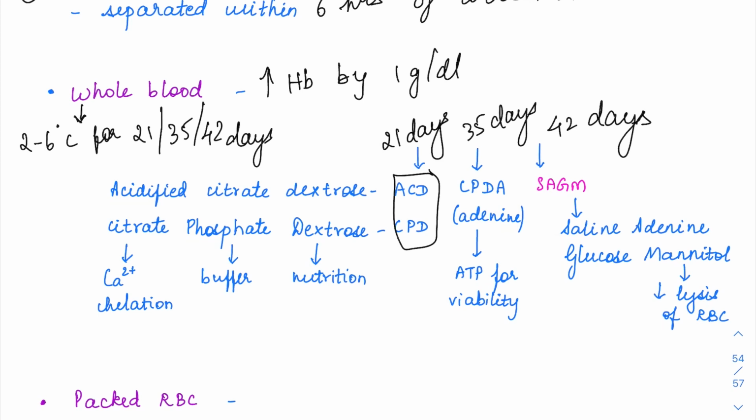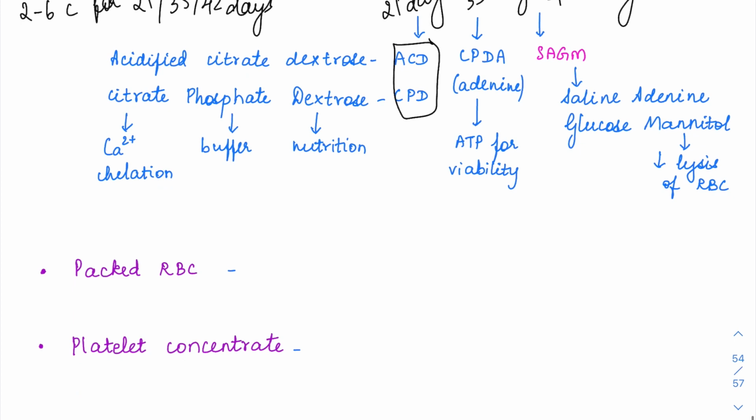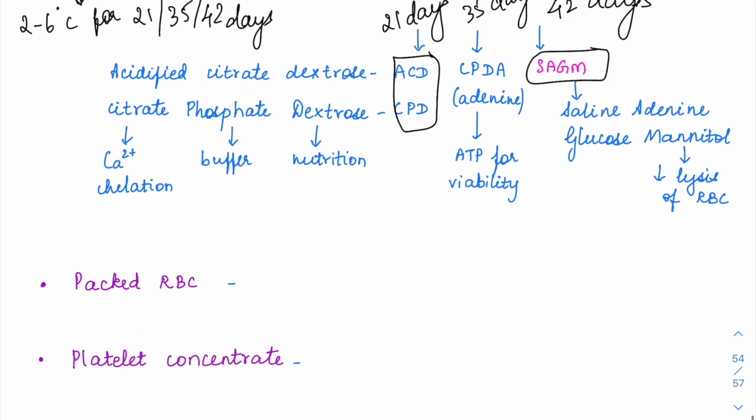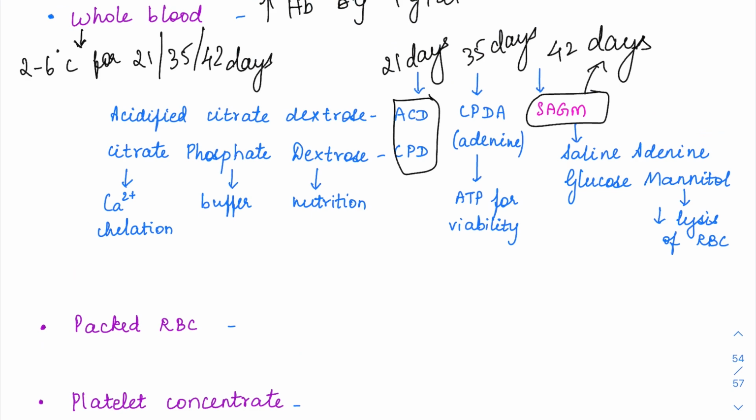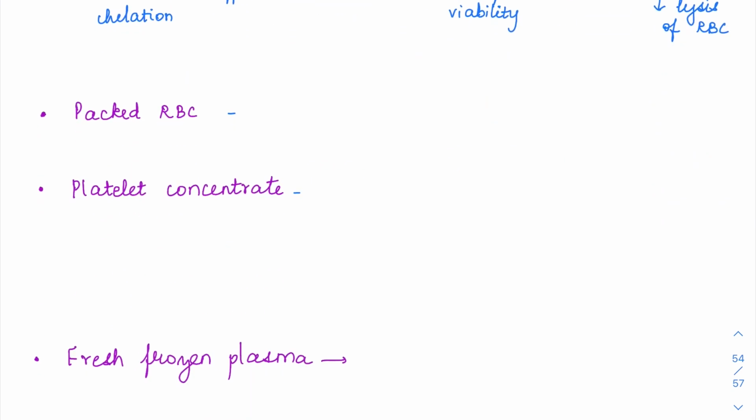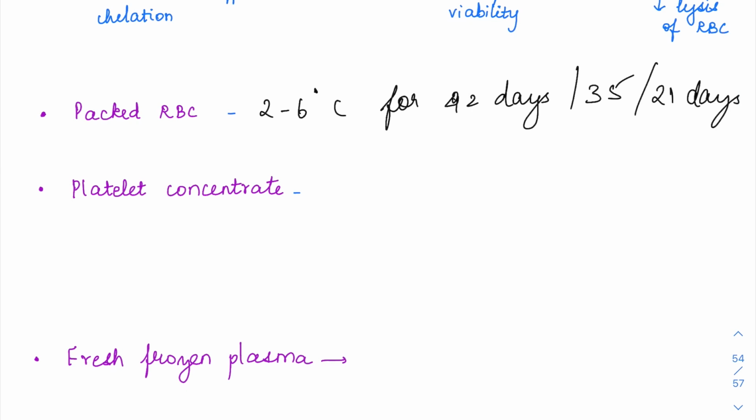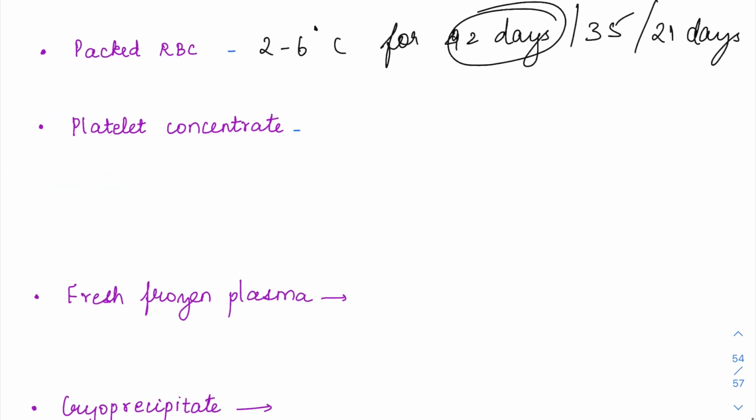And SAGM is saline adenine glucose mannitol. Saline is for maintaining the osmolarity, adenine is again for ATP viability, glucose is for nutrition, and mannitol decreases the lysis of the RBCs. So SAGM is the best one because you can store the blood for 42 days. Packed RBCs, like whole blood, are stored at a temperature of 2 to 6 degrees Celsius for 42 days commonly. Based upon the preservative, you can use it for 34 or 25 days. 42 is what we commonly use.